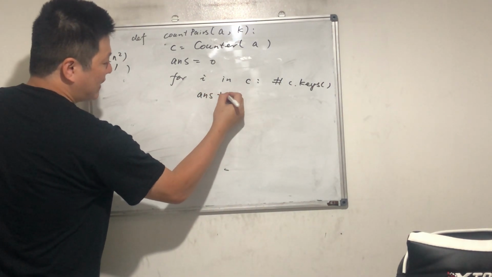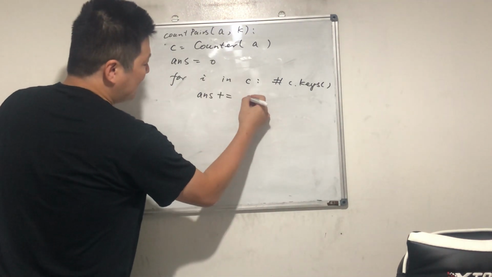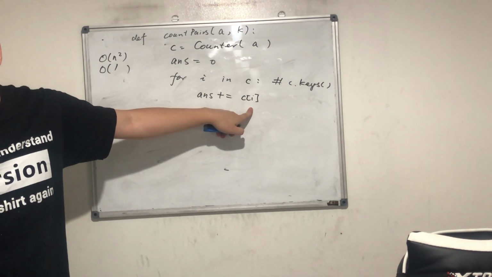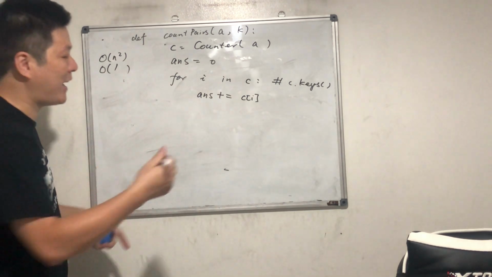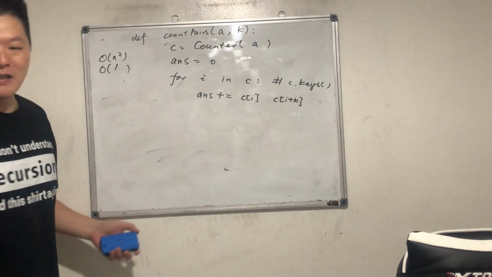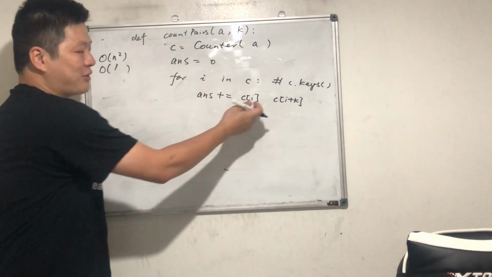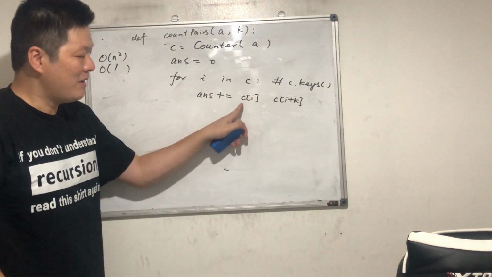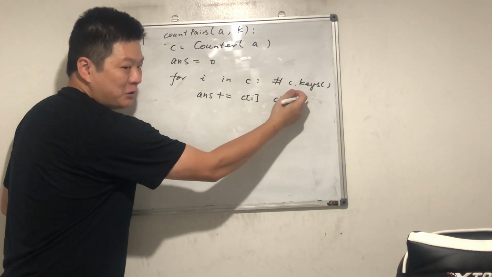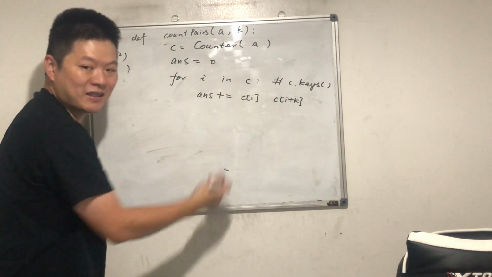Answer plus equals. Look, we know C[i] is the number of times i appears. And we want to find out i plus k, so C[i + k] is the number of times that appears. So what operator should I put here? Say this is 1, then this is 2. The number of times 2 appears, and the number of times 1 appears.